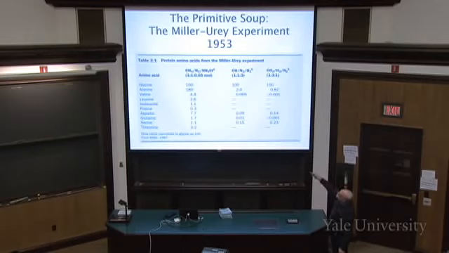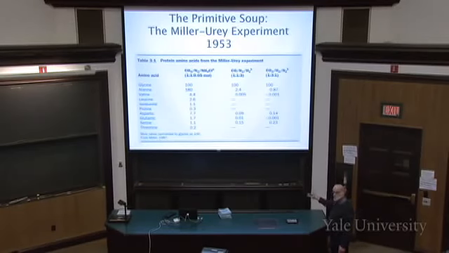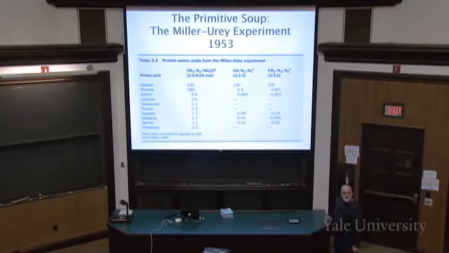Okay, so the basic structure of this is that you make something out of fairly small, simple molecules likely to be in the atmosphere or in the water on the surface of the Earth 3.5 to 4 billion years ago, and you give it some energy in the form of an electric charge, or you heat it or whatever, and you see what comes out. So amino acids are pretty easy.